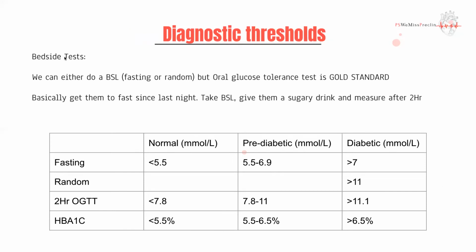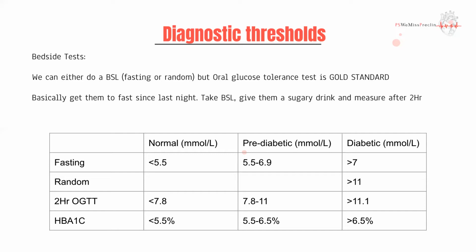So now talking about diagnostic thresholds. We can either do a BSL, which is fasting or random, or an oral glucose tolerance test, which is the gold standard. In terms of making a diagnosis, you either need two test findings. So that can be a BSL. You need two BSLs to diagnose diabetes if they're asymptomatic. You need two HbA1cs to diagnose diabetes if they're asymptomatic. You need one oral glucose tolerance test to diagnose diabetes, regardless of their situation.